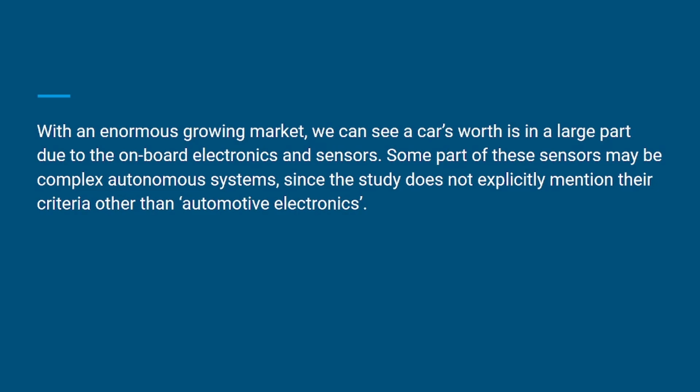So yeah, with an enormous market, a large part of the car's worth is in the electronics and sensors. However, the electronics and sensors may not necessarily be all in car infotainment. There's also complex autonomous systems and auxiliary technology that is not directly going to be used by the user for car infotainment, but this is really just because the study does not mention explicitly what their criteria is other than automotive electronics. But we can sort of surmise that the car infotainment industry being a part of this is also some large subset of what this number was representing.